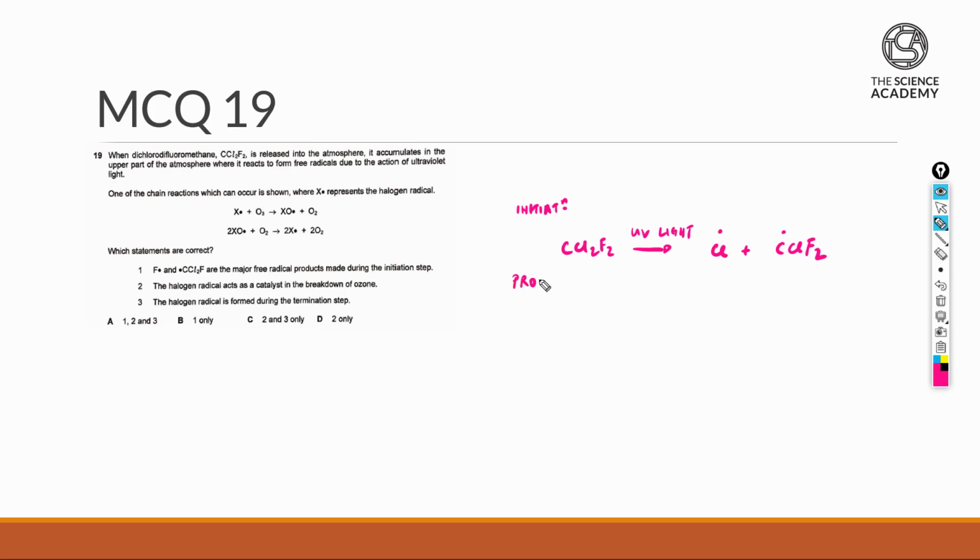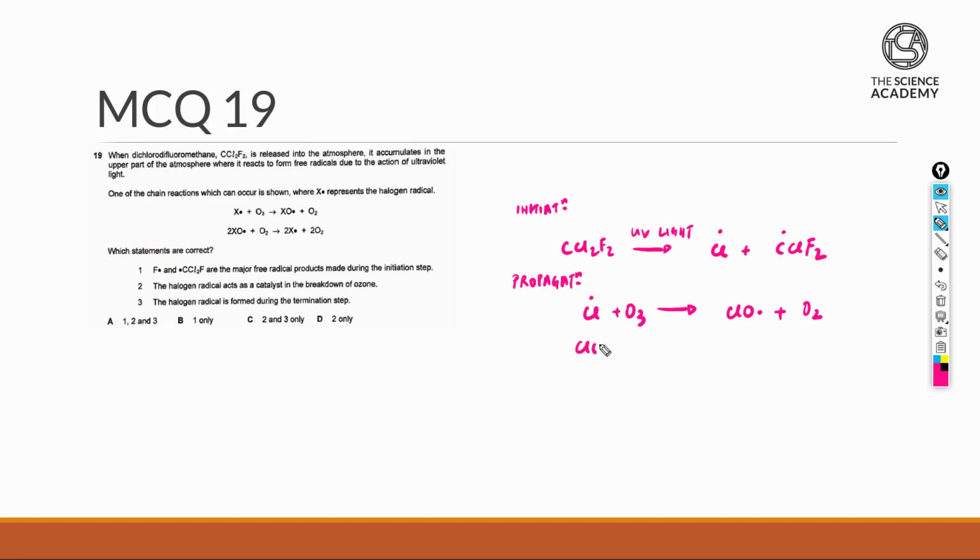In the propagation step, the chloride radical will then react with ozone, which is another round of homolytic fission, and this will get us a ClO and the presence of O2, and the radical remains with our ClO.